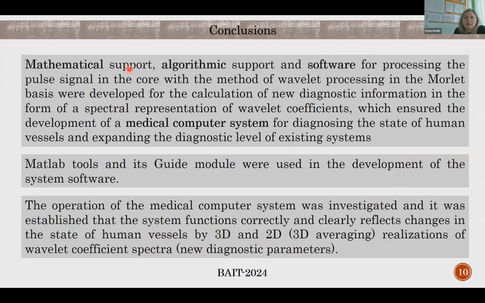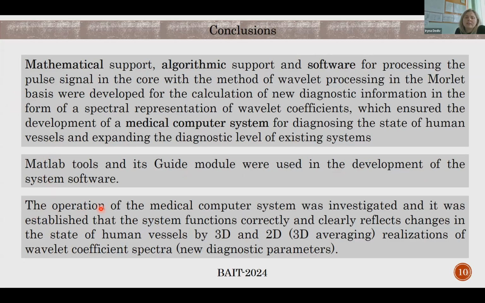Mathematical support, algorithmic support, and software for processing the pulse signal, with the method of wavelet processing in the Morlet basis at the core, were developed for the calculation of new diagnostic information in the form of a spectral representation of wavelet coefficients, which ensured the development of a medical computer system for diagnosing the state of human vessels and expanding the diagnostic level of existing systems. MATLAB tools and its GUIDE module were used in the development of the system software.